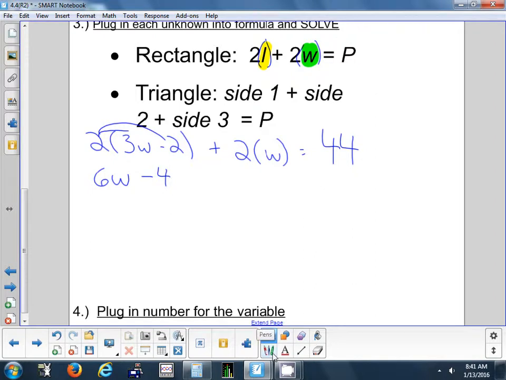All right, we're just going to get 2w. 2 times w, because this is 1w. 2 times 1 is 2. And I just apply the w. Equals 44. Now, at this point, what can I do?